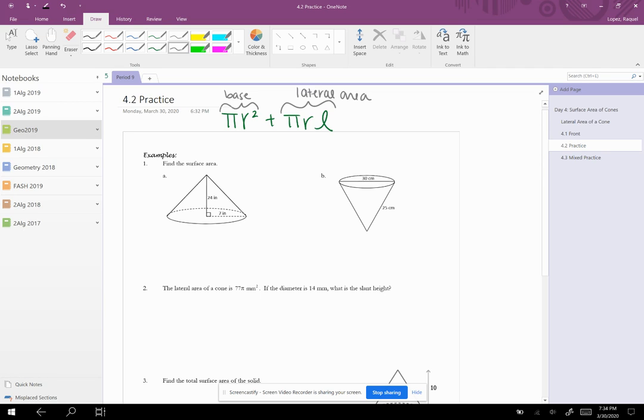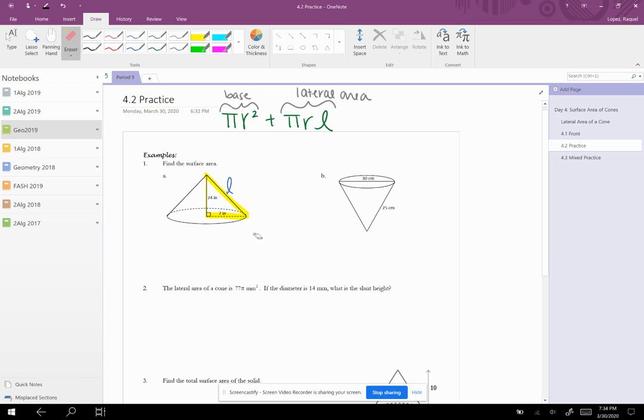Okay. So example numbers 1 and 2 are pretty straightforward. They are core practice problems. But let's go ahead and do them together. So in that first one, we give you just about everything you need. Okay, so we have our radius, which is 7, and we have the height, but we need to figure out what the slant height is. And how do we find that?